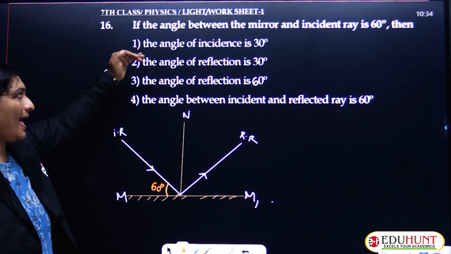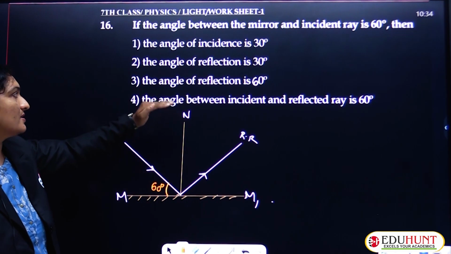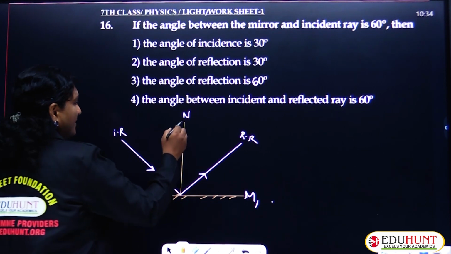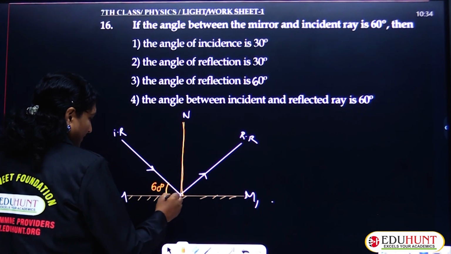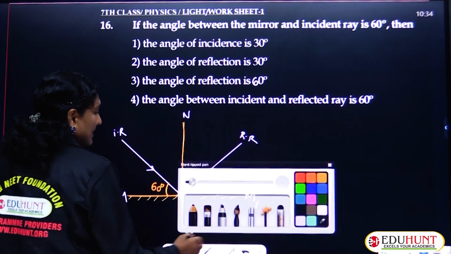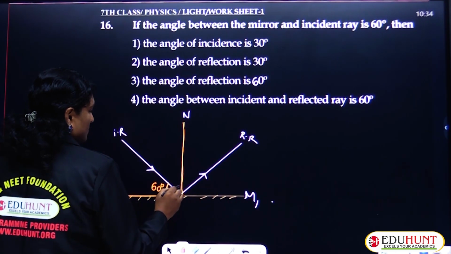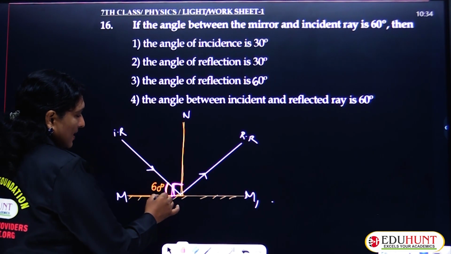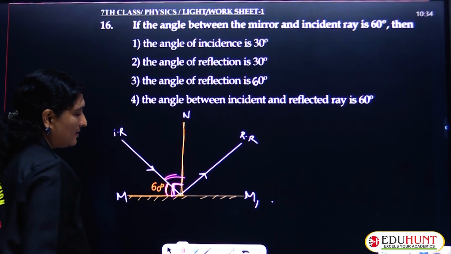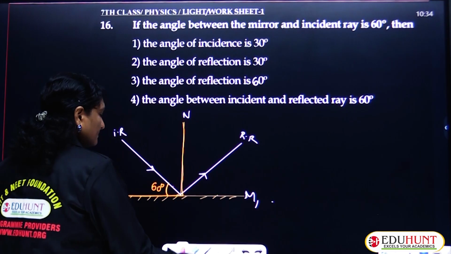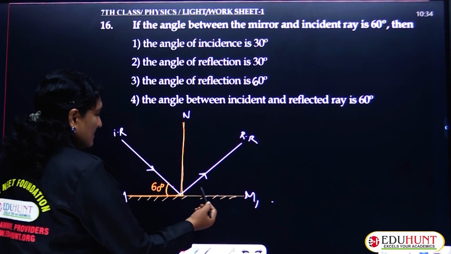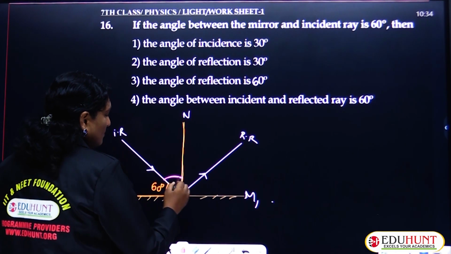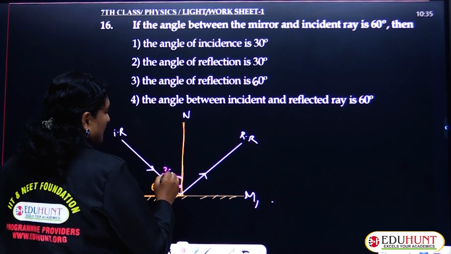You are asked to find the angle of incidence, the angle of reflection, as well as the angle between the incident ray and reflected ray. So, let us try to solve this. Children, as we know, this is the normal drawn to the plane surface and this is the surface of the mirror, the angle between these two must be equal to 90 degrees. If the total angle is 90 degrees and this part is 60 degrees, what must be the remaining part? It must be 90 minus 60. So, what is the value of 90 minus 60? The value must be 30 degrees.